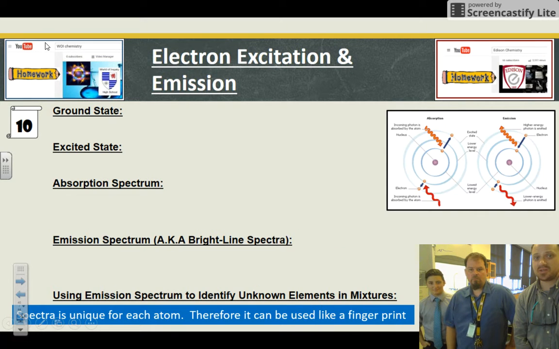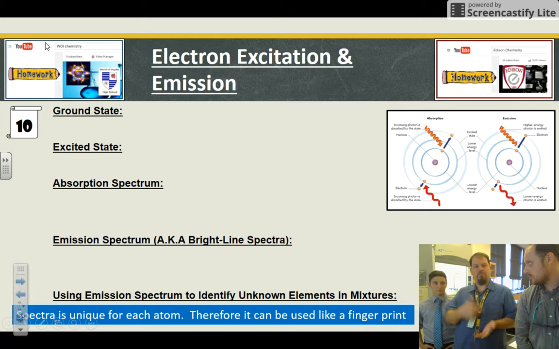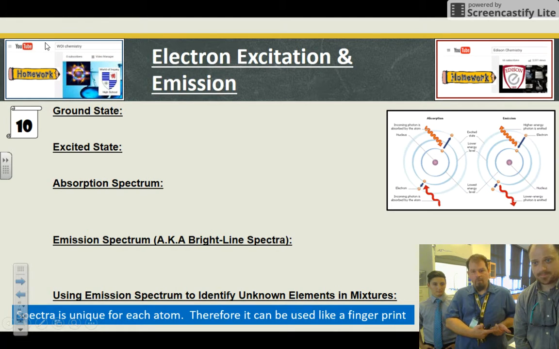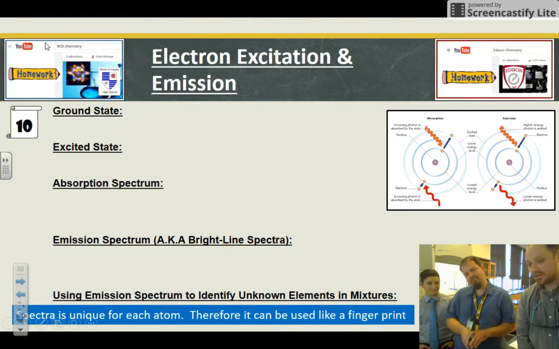There's not much to this particular video. You just need to know that when the electron falls back to its ground state, it gives off energy in the form of light, every time. That's called a quantum of energy, hence the quantum theory.